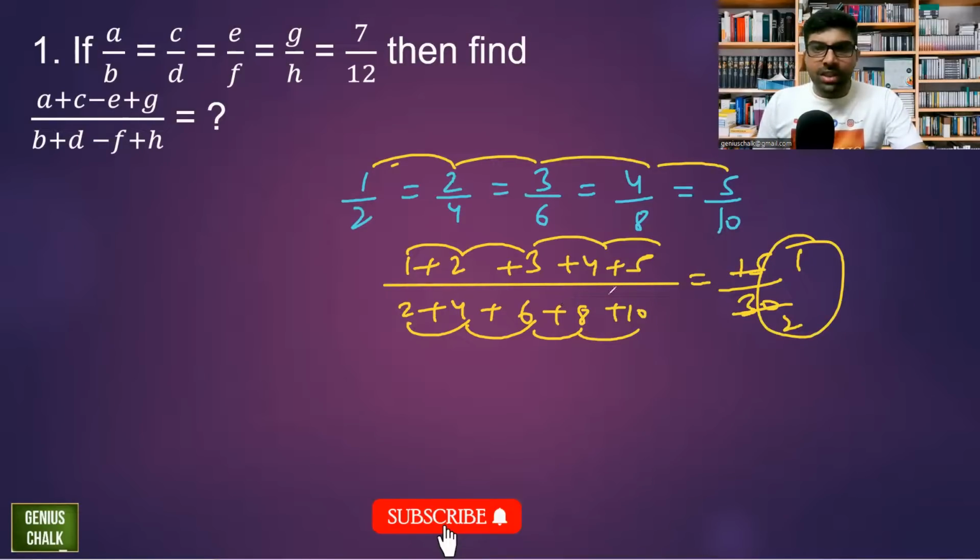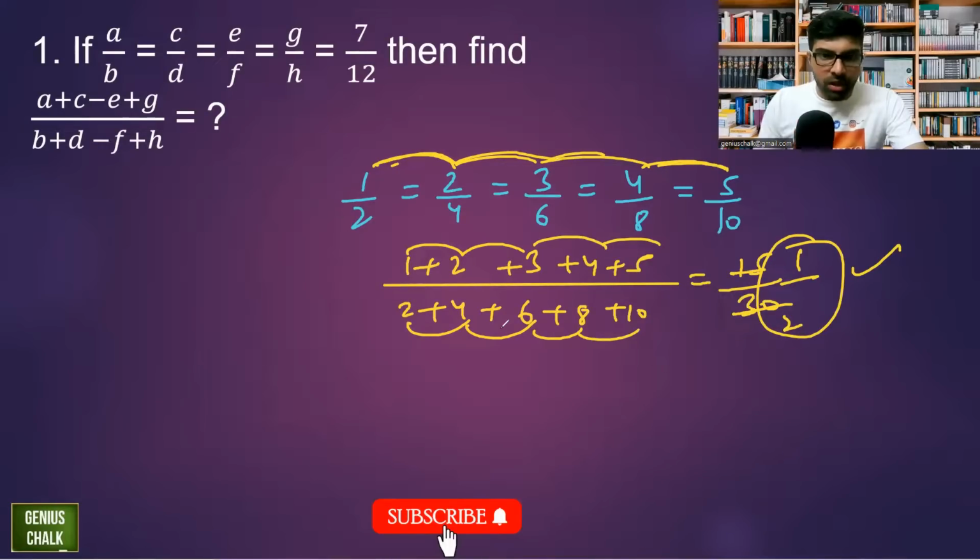That means the logic is, if I add or subtract the equal ratios, numerators as well as denominators, I will always get the same answer. That means the ratio will always remain the same.